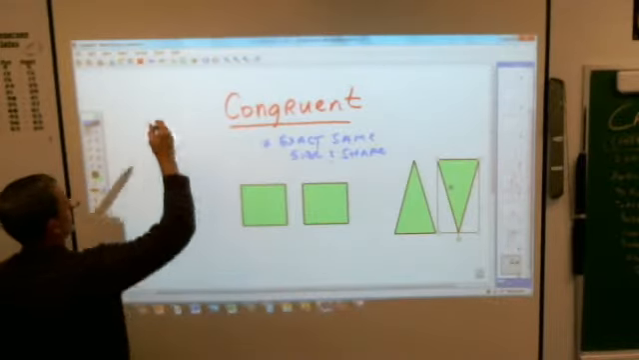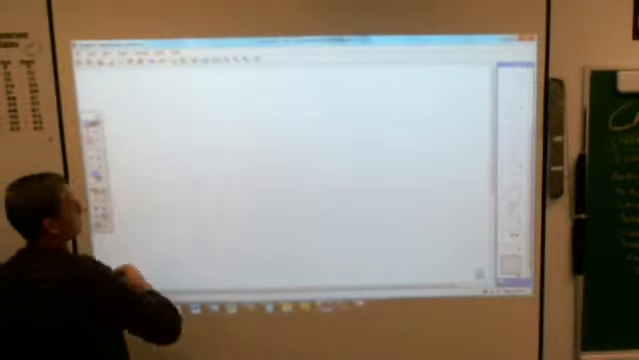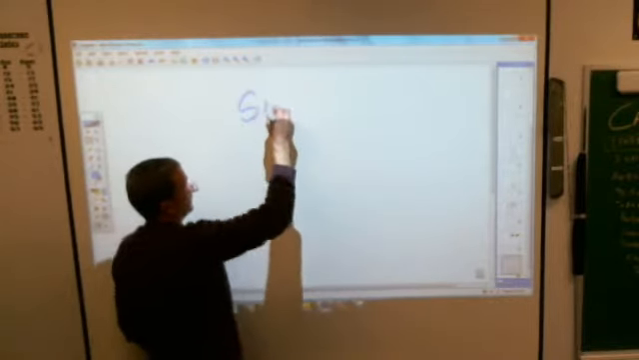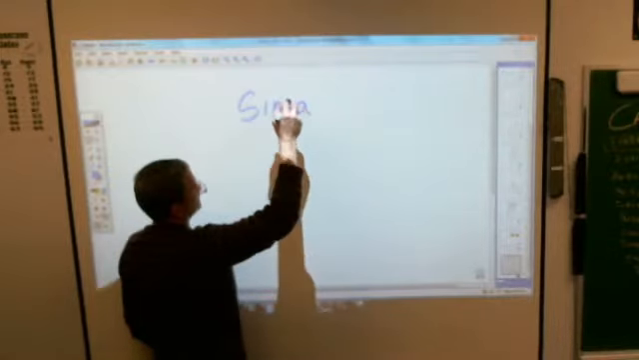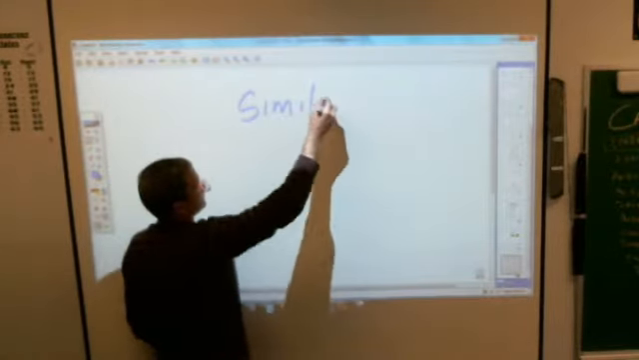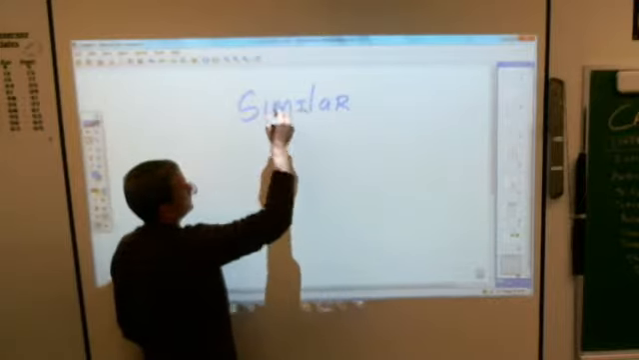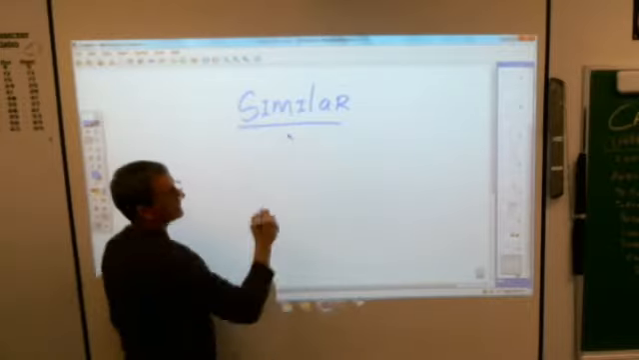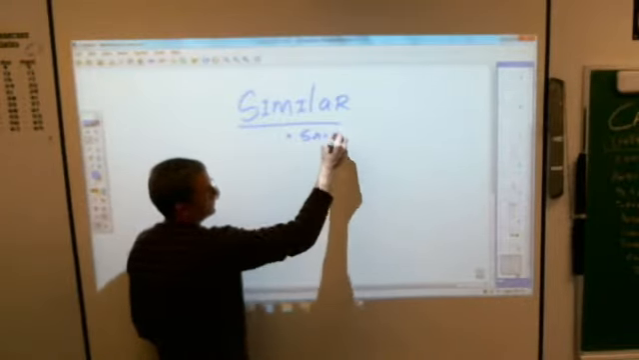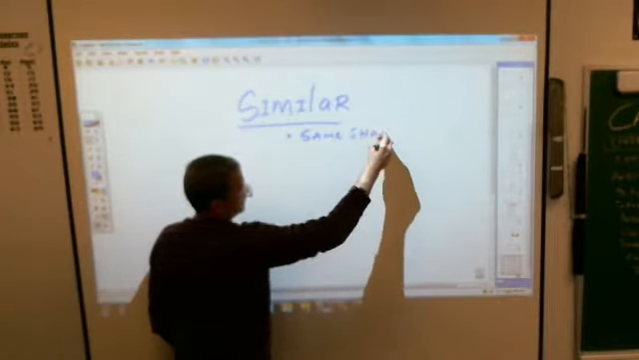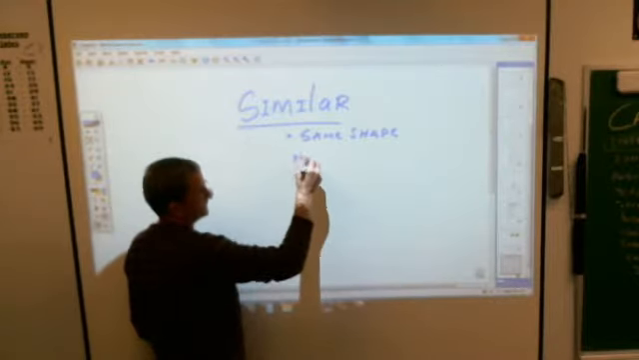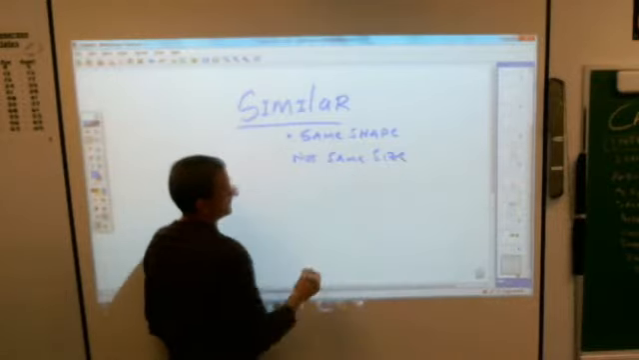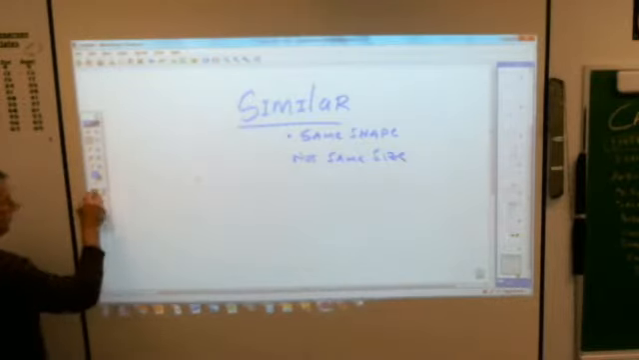Now, with that being said, the other blank piece of paper kind of goes along with this, but we need to use two different ones because it doesn't start with the same letter. The other one we have to know is the word similar. And similar means same shape, not necessarily the same size.